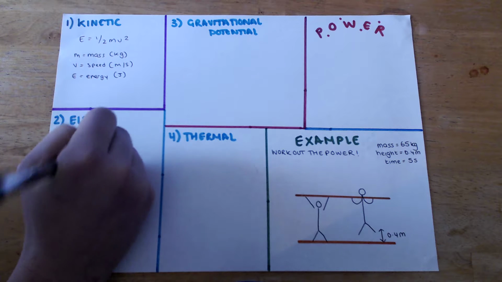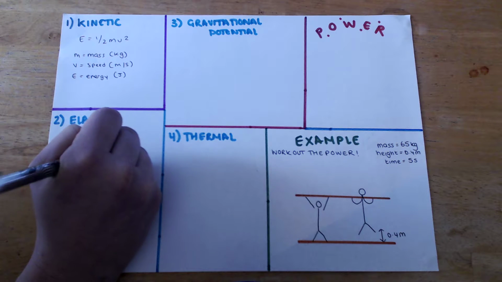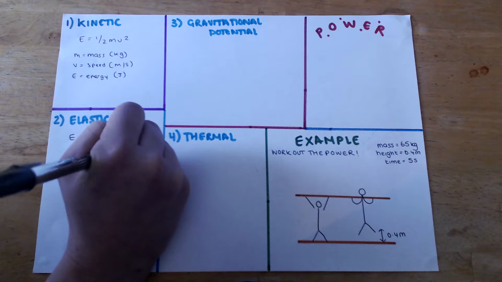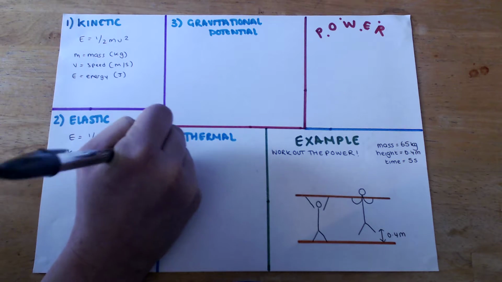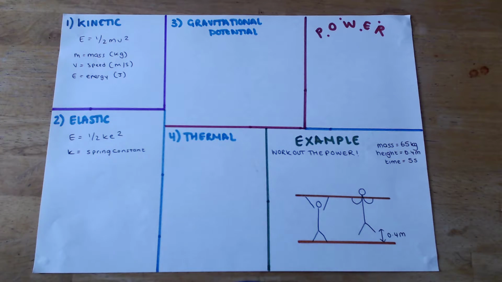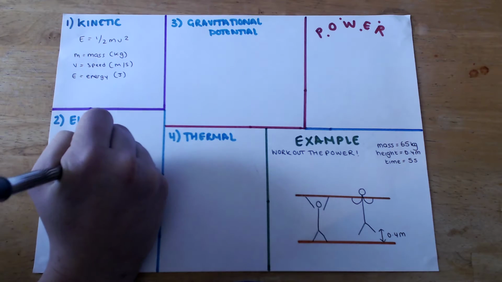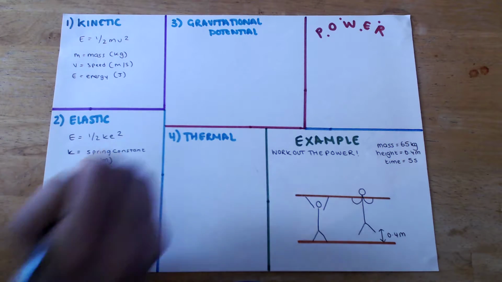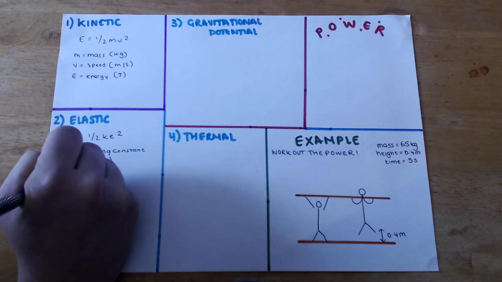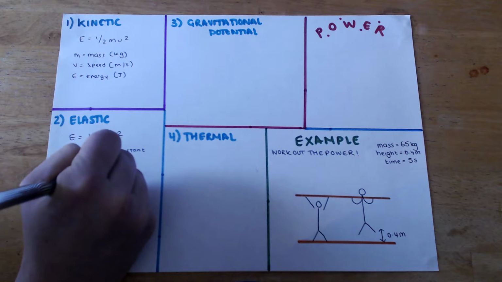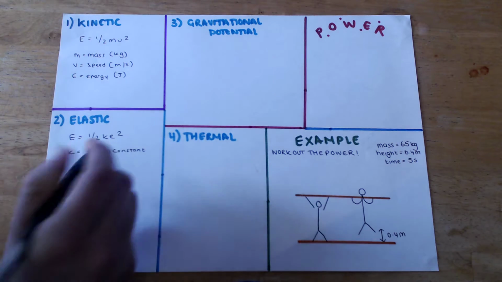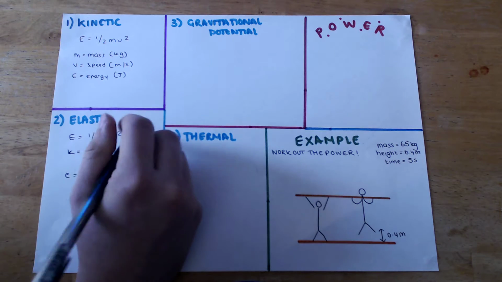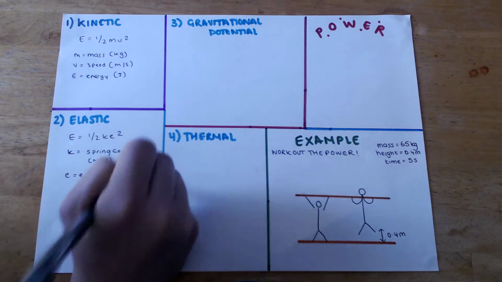So k is the spring constant. Now, the spring constant is a measure of how stiff the spring is. It depends on the spring, and its unit is newtons per meter. Okay? e is the extension, lowercase e, and that is in units of meters.